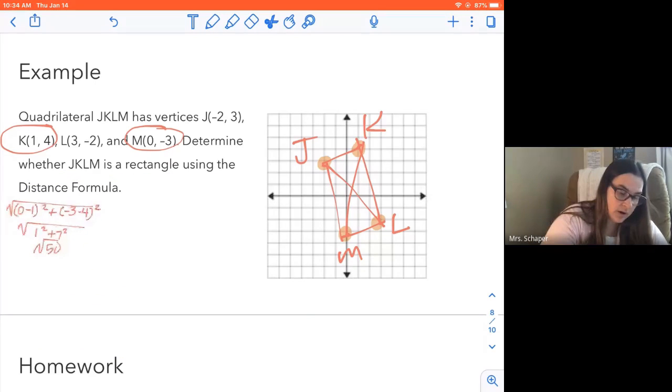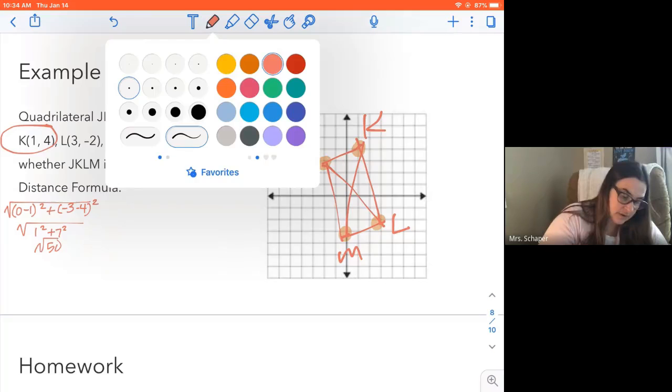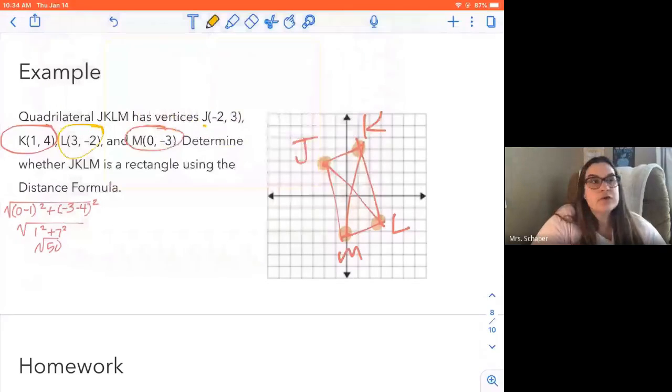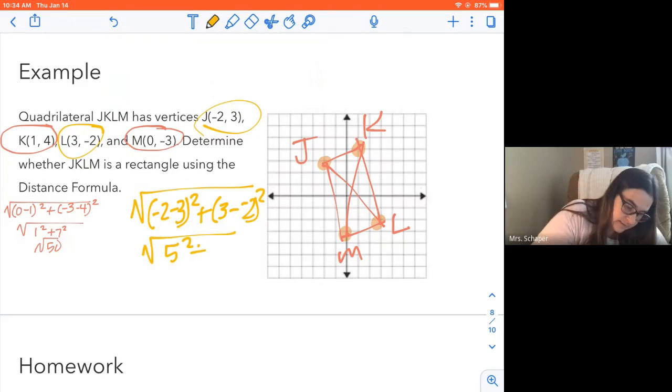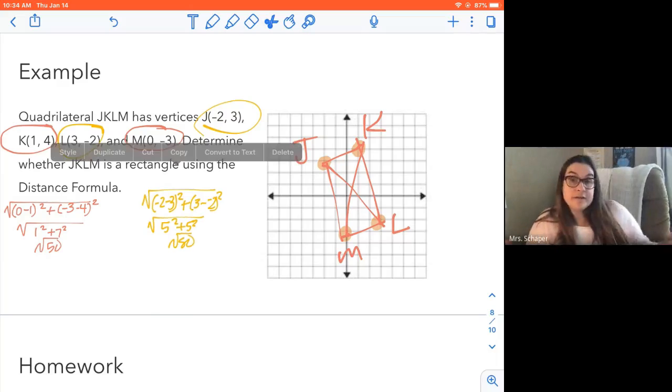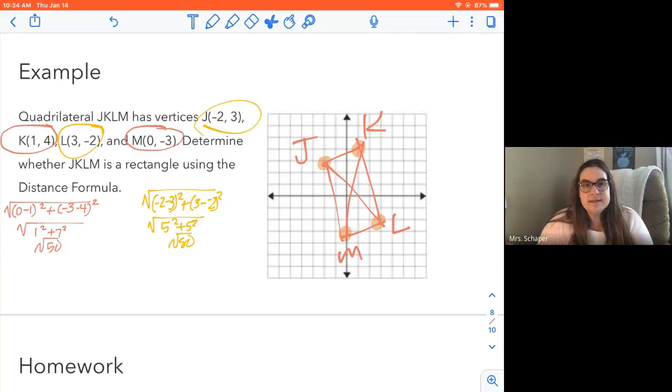Now let's go ahead and work on the other two points. Let's look at L and J, so the other diagonal. For L and J, we've got the square root of the quantity -2 minus 3 squared plus the quantity 3 minus -2 squared. So we've got the square root of 5 squared plus 5 squared, which is the square root of 50. Because both of these diagonals are the same, square root of 50, we can say that it is indeed a rectangle. So we can prove that it's a rectangle.